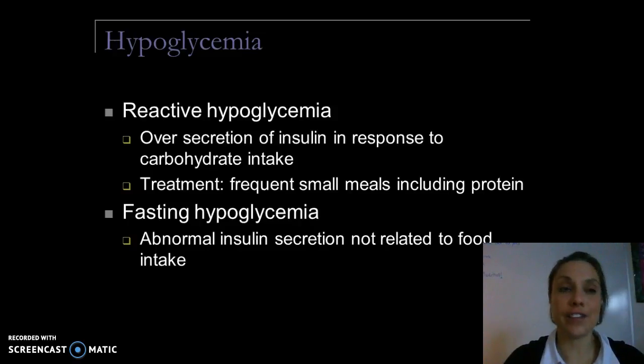On the other end of the spectrum, we also have hypoglycemia. Reactive hypoglycemia results when oversecretion of insulin in response to carb intake is present, and the treatment is frequent small meals that include protein throughout the day. Fasting hypoglycemia, on the other hand, is abnormal insulin secretion that's not related to food intake. Usually fasting hypoglycemia has some sort of other health concern that's going along with it.